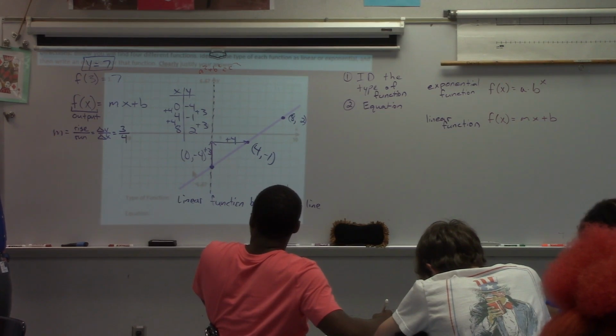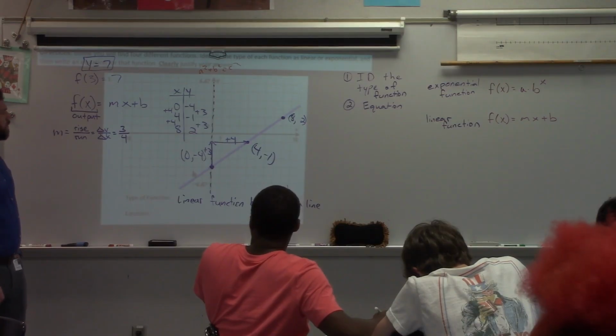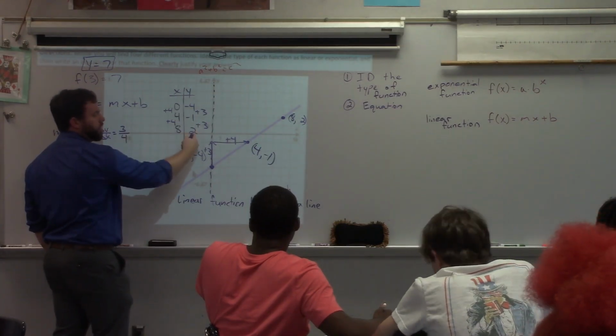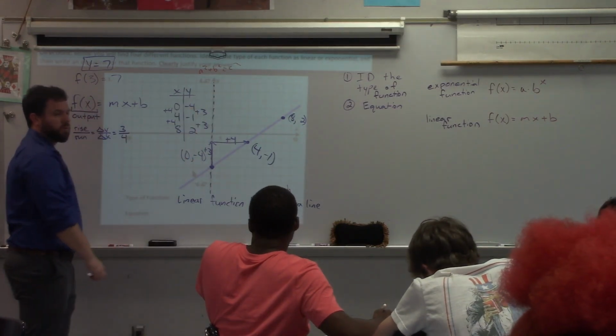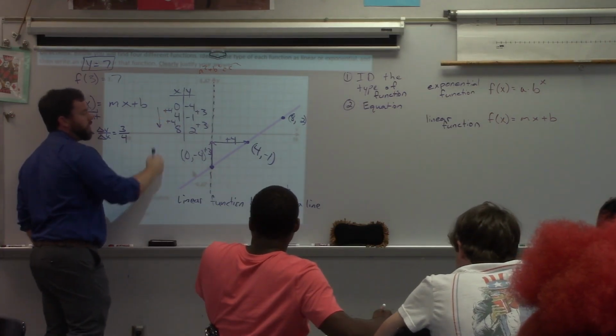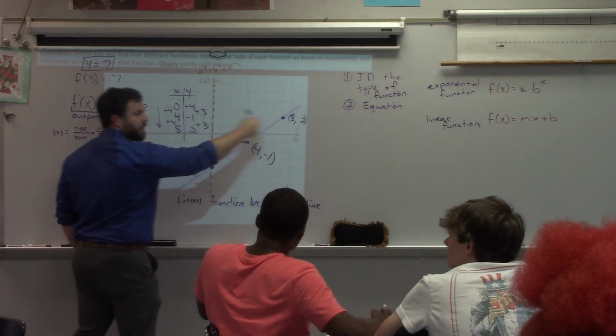It's different going backwards. It's the inverse: 2 minus 3 would be negative. This is why we always want to go left to right. You always want to go from a leftmost x value to a rightmost x value.